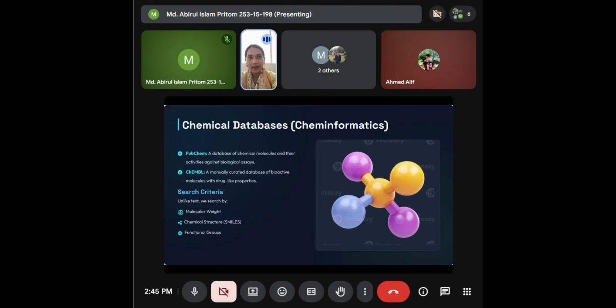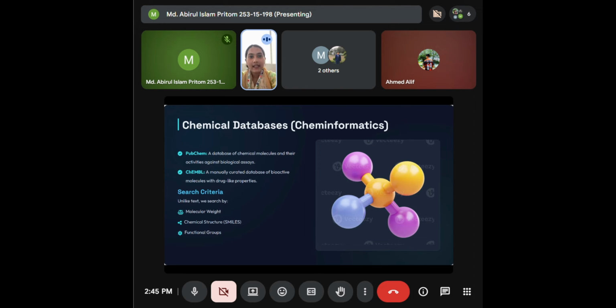When searching in these databases, scientists don't just use text. They can search by molecular weight, chemical structure, or functional groups. These advanced search options make it easier to find specific chemicals or molecules based on their features.